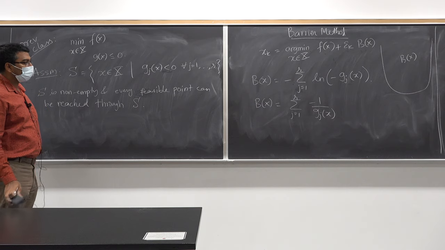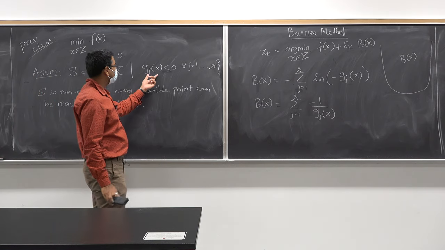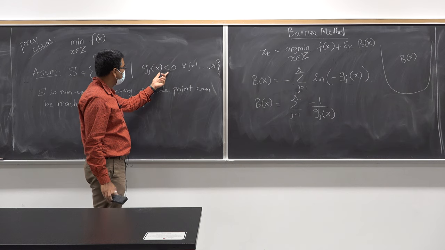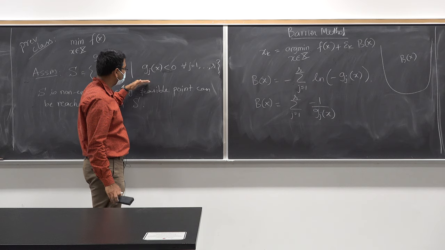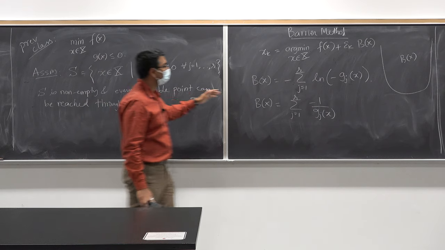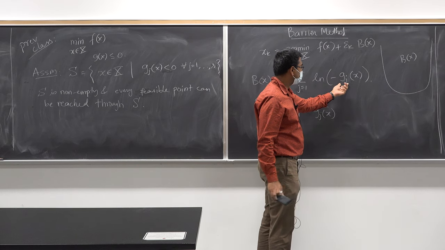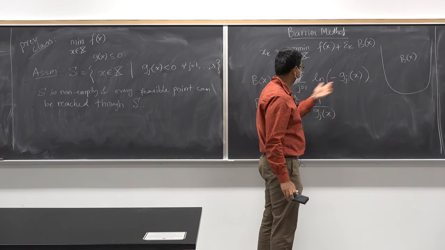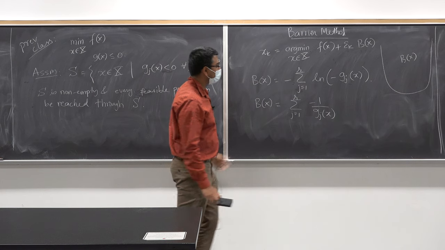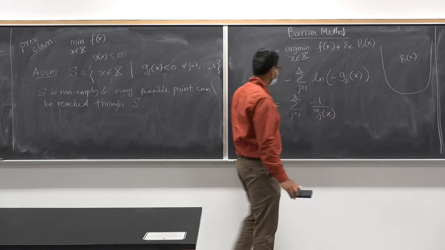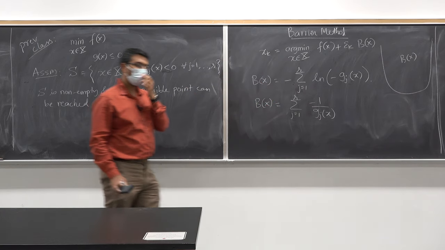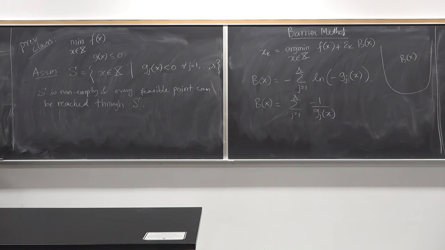So I hope you are all convinced that g_j of x is less than 0, but I'm letting x go to some point at the boundary so that g_j of x is going to 0, in which case, no matter which constraint is becoming active, this barrier function is going to infinity. Even if one of the g_j of x goes to 0, this barrier function will start going to infinity. So it creates a barrier at the boundary of the set.